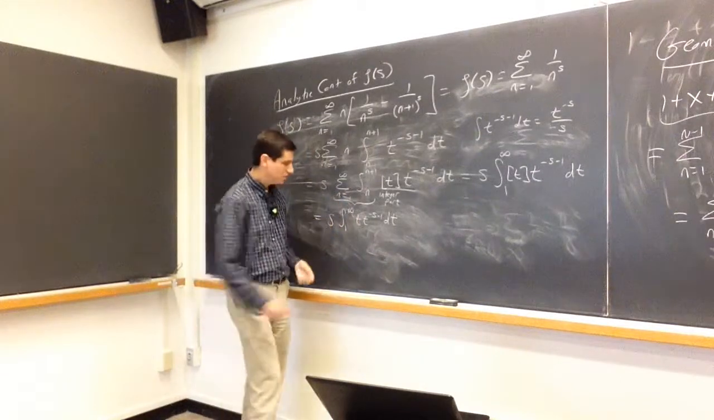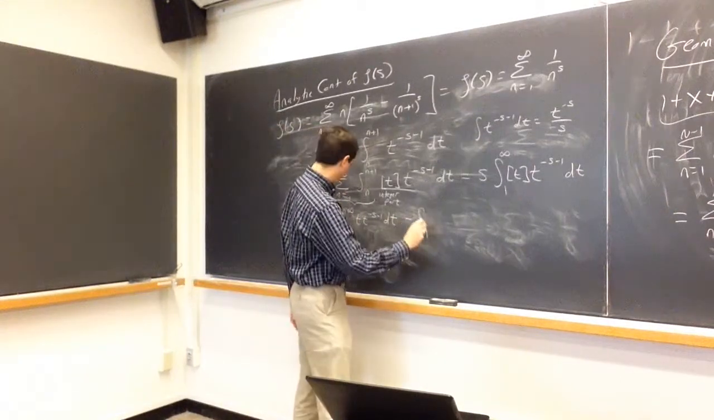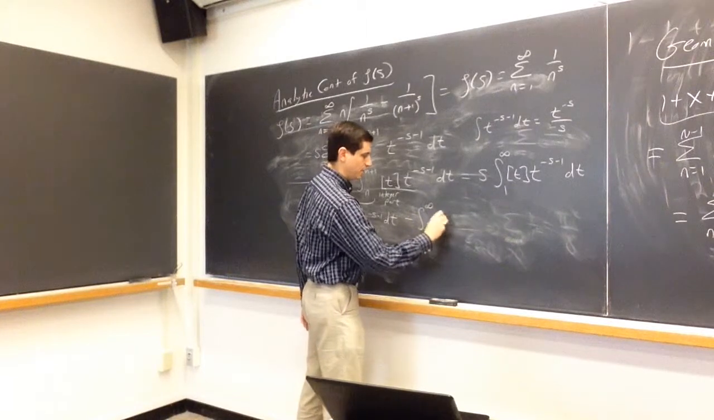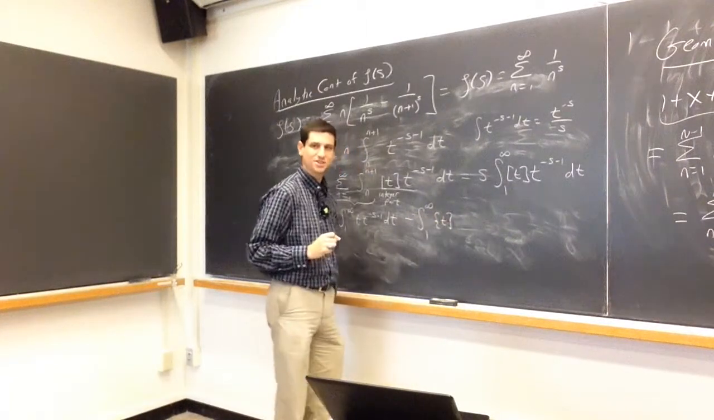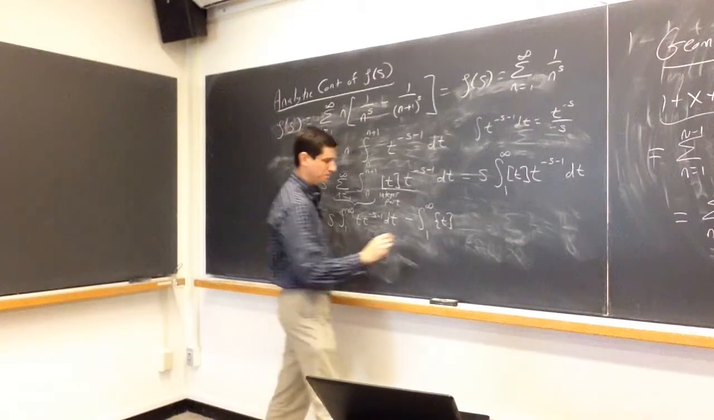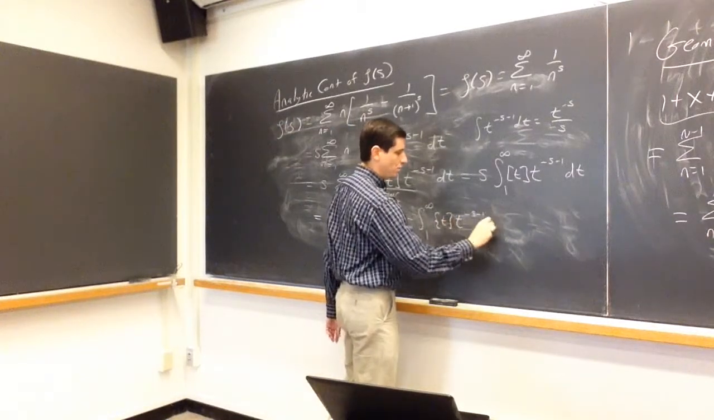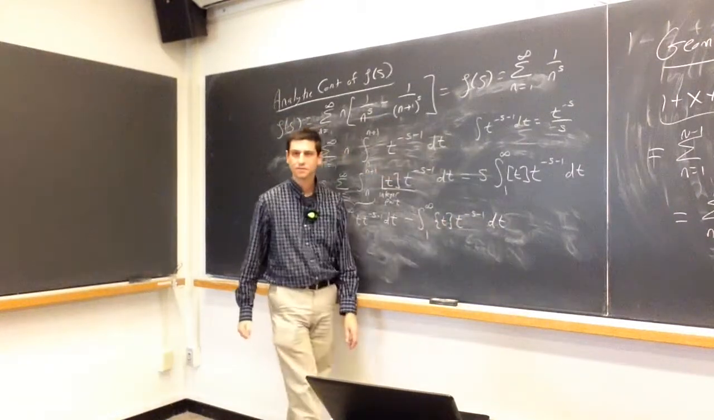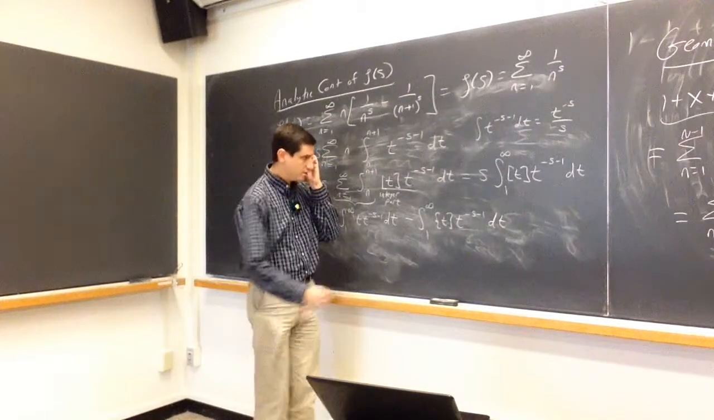What do we want to subtract off? The fractional part. So just subtract off the integral from 1 to infinity of the fractional part of t, as we often use curly braces like this, times t to the negative s minus 1 dt. And if we do this, this is now going to be the fractional part.